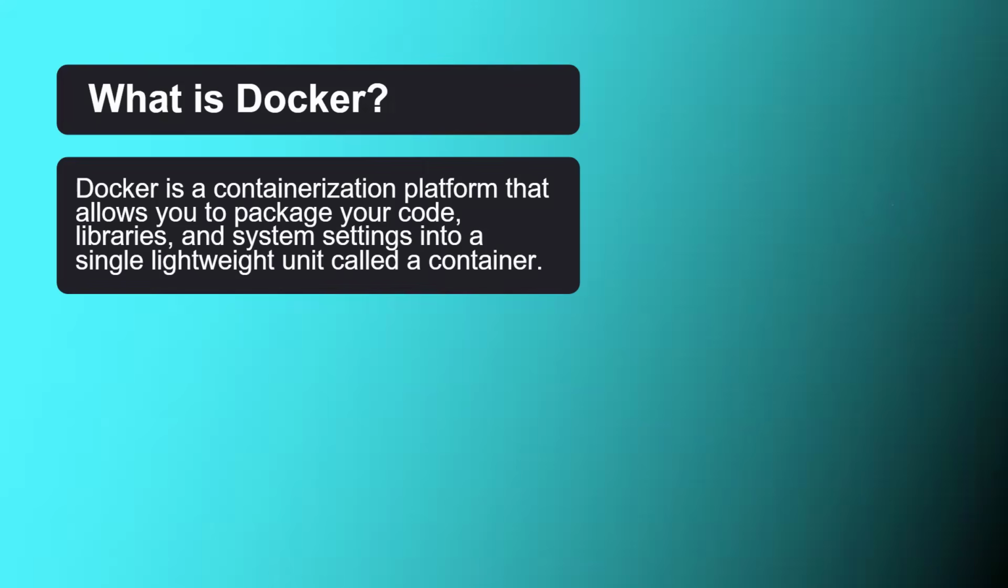Docker is a containerization platform that allows you to package your code, libraries, and system settings into a single lightweight unit called a container. So, containerization, as the word suggests, is something related to a container. So what we do is package our libraries or the program that we have written into a container. We hold them inside a container. So that is what is meant by containerization. And Docker is a containerization platform.